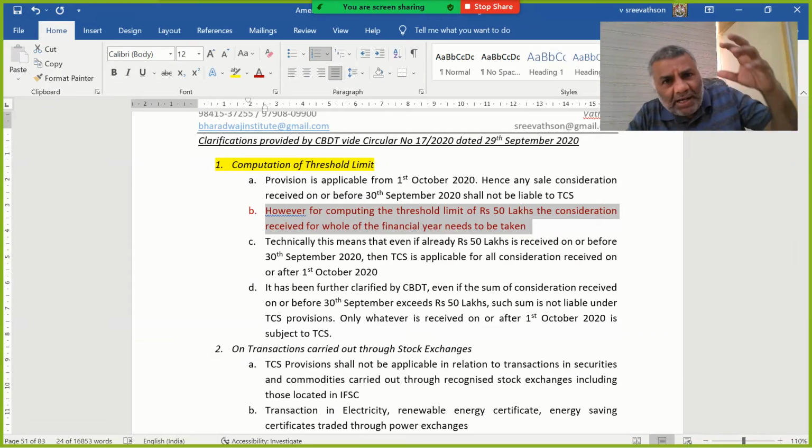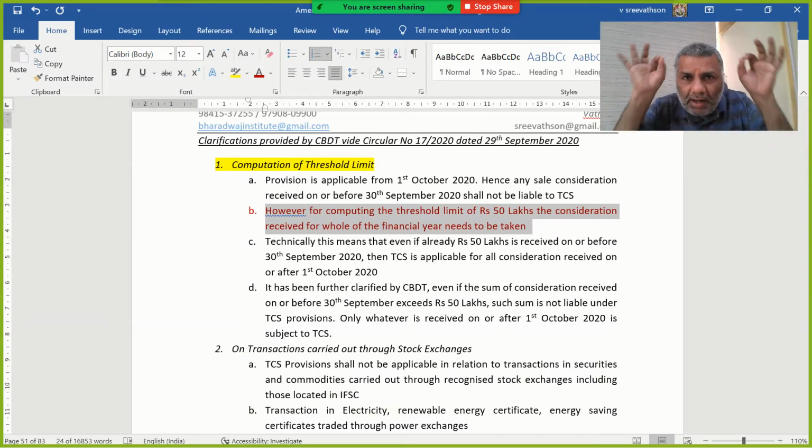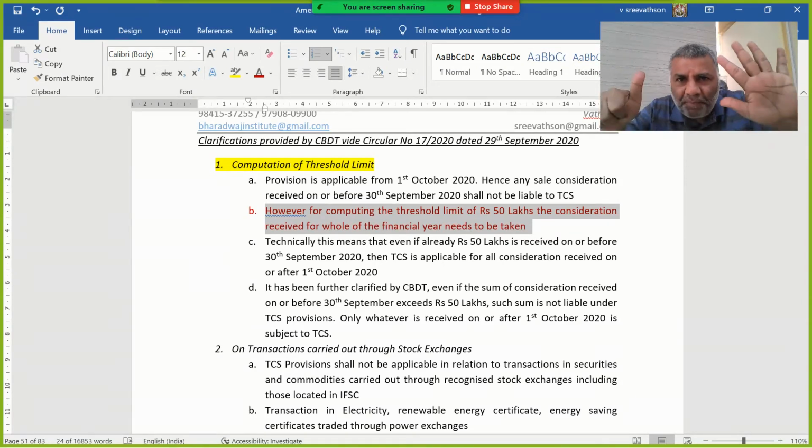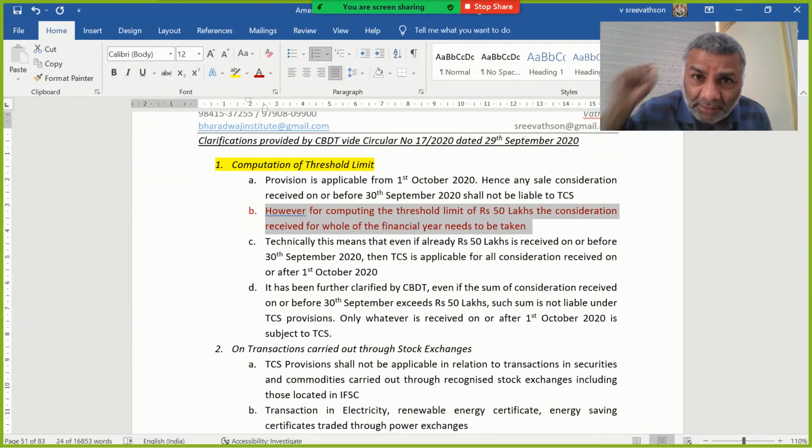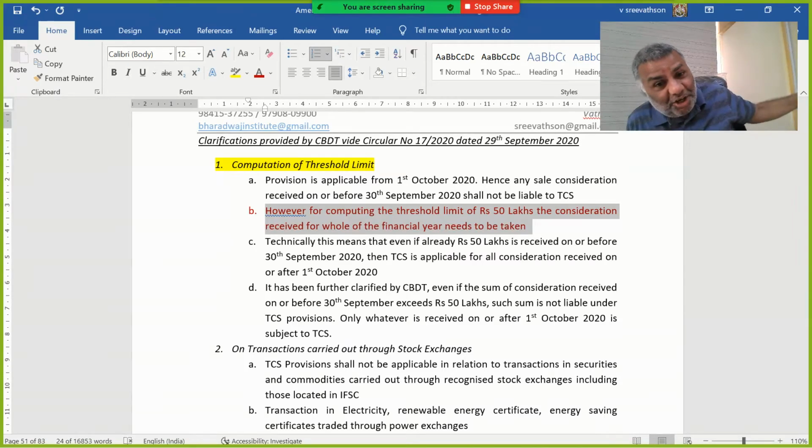Sir, I have already received a consideration of 60 lakhs. No problem. Under 10 lakhs, no TDS, no TCS. I have already received a consideration of 60 lakhs on or before 30th September 2020. Under that 10 lakhs excess, there is no TCS. But right from the consideration received from rupee 1 of October 1st, TCS is applicable because the turnover has exceeded.